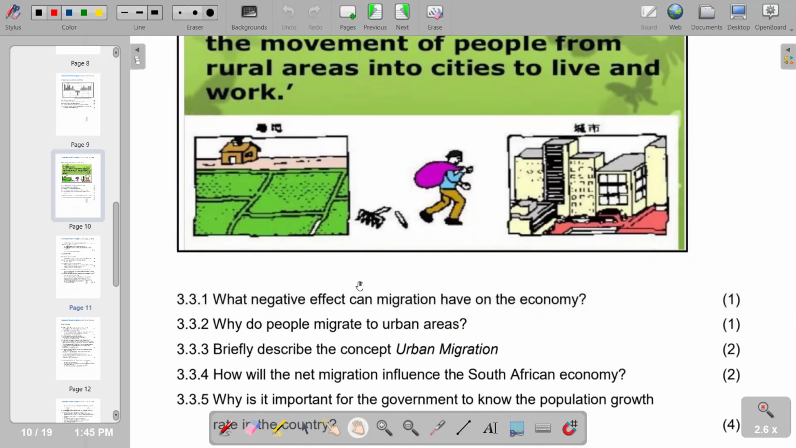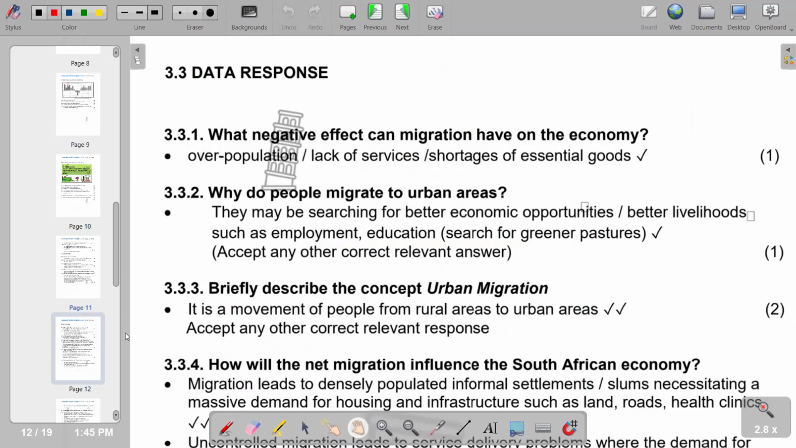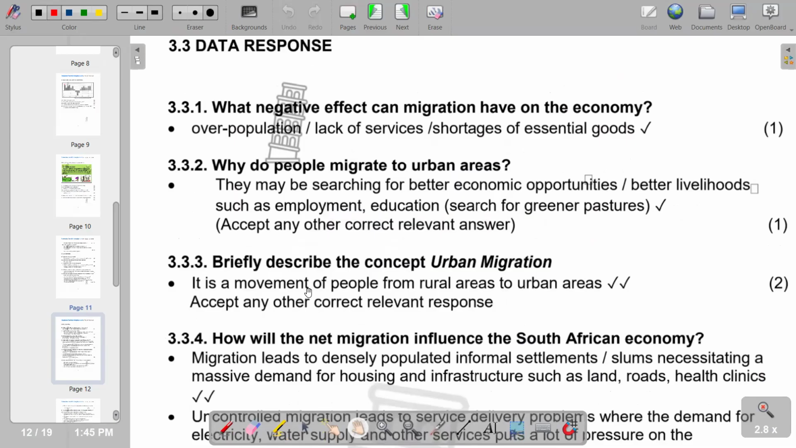Of course, if there is a migration to cities, it means the cities are going to be overpopulated. So overpopulation is going to be noticed, and suppression of the services that are there in town is going to be noticed, which is a negative effect. So with that, we can try to see what we have in our answer section in terms of the negative effects of migration. Overpopulation is the first one, which leads to a lack of services and a shortage of essential goods.